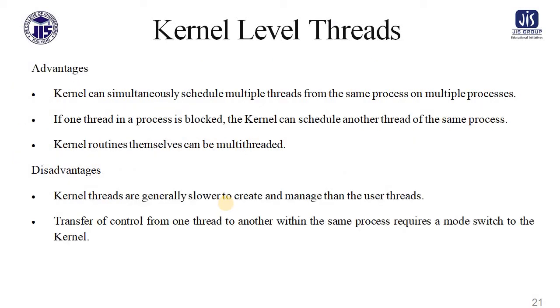What are the advantages? Kernel can usually simultaneously schedule multiple threads from the same process on multiple processors. If one thread in a process is blocked, the kernel can schedule another thread of the same process. Kernel routines themselves can be multi-threaded. What are the disadvantages? Kernel threads are generally slower to create and manage than the user level thread. Transfer of control from one thread to another thread within the same process requires a mode switch to kernel.